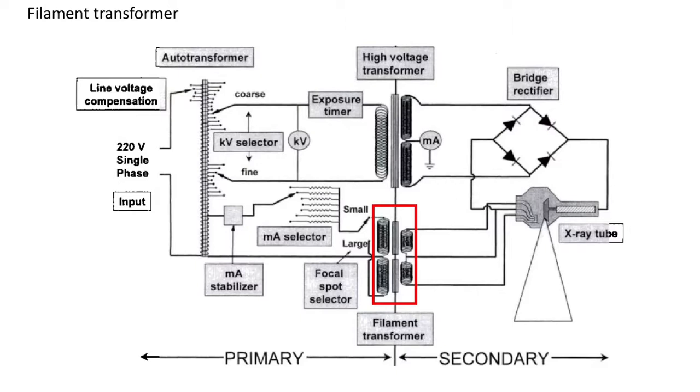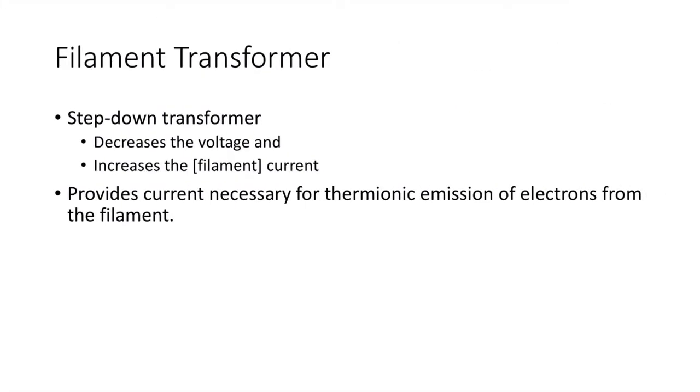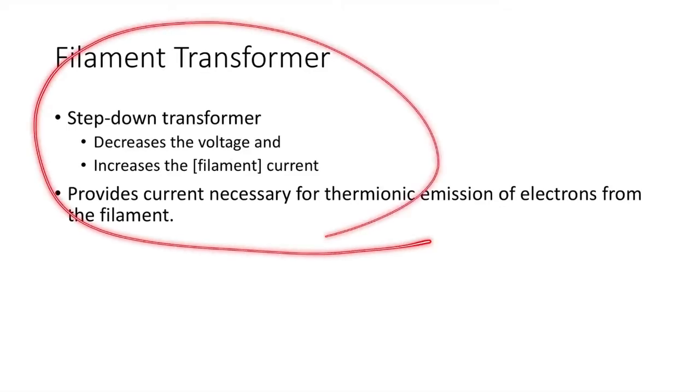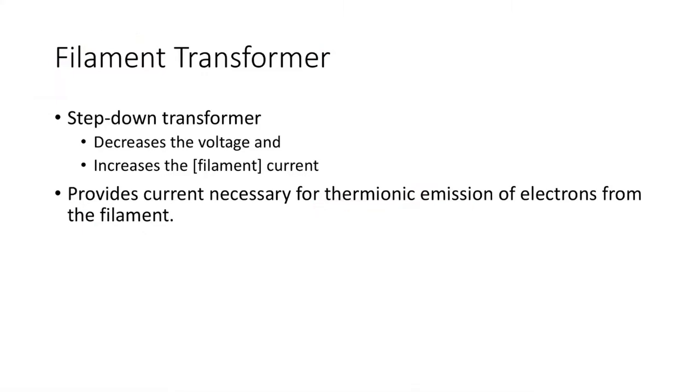I will explain what the filament circuit is later on. Right now, it's not important, but that's how thermionic emission is accomplished. It's accomplished by this step-down transformer, which reduces the voltage and increases the current. And that current is therefore responsible for causing thermionic emission. Okay. So all of that is summarized in this slide. So we have thermionic emission by virtue of the increased current through the filament.